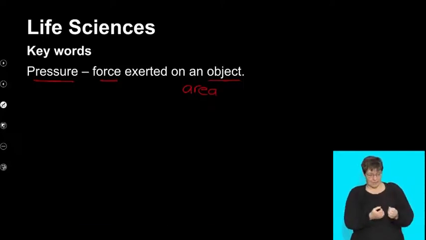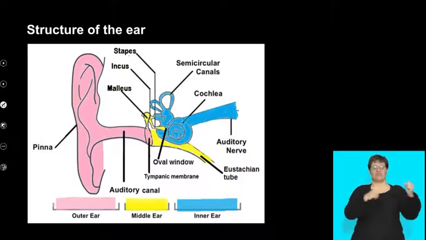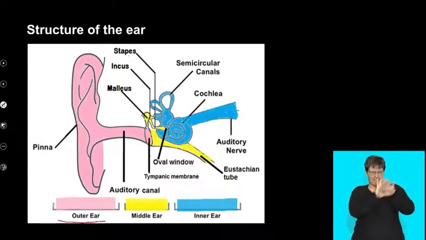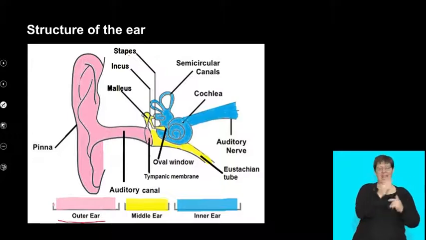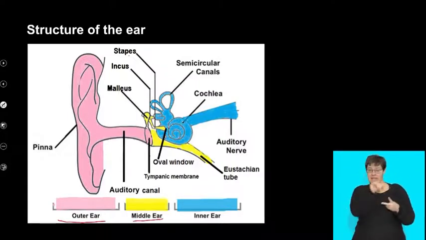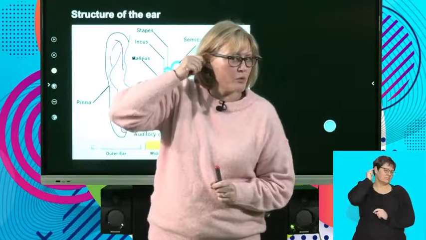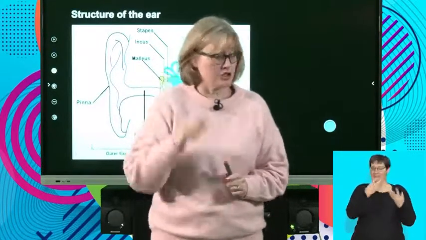Okay, so let's start with the structure of the ear. Now, you can see that I've divided this diagram into 3 colors. We've got the pink, that's for the outer ear, the yellow for the middle ear, and the blue for the inner ear. So the pinna is that flappy part here on the outside of your head. Your parents used to say, why don't you listen? This is not an ornament. Well, today you will learn that it has a function.